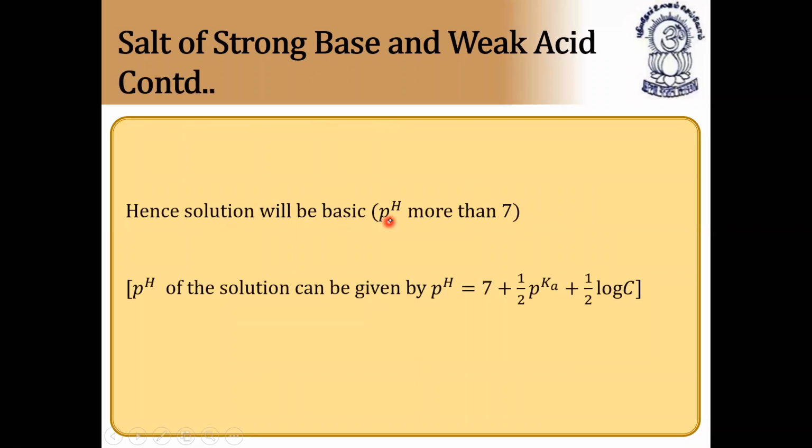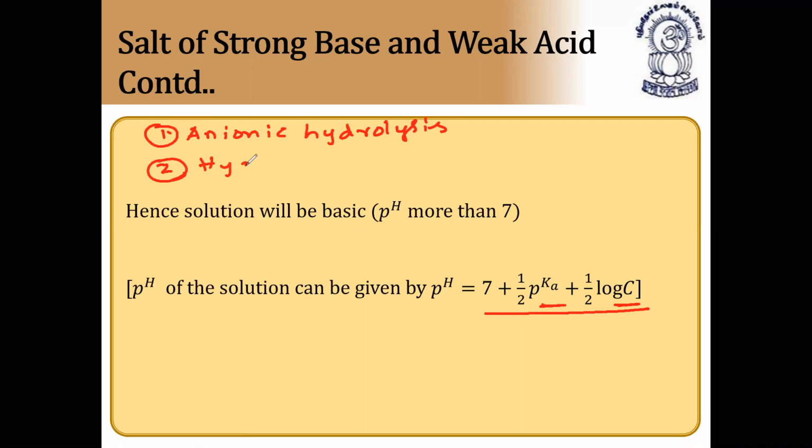So the solution will be basic because pH is more than 7, and the pH of the solution can be calculated by using the formula pH is equal to 7 plus half pKa plus half log C. So remember this formula. Here also we have to remember four points. Point number 1: this type of salt will undergo anionic hydrolysis. Please note down in your classwork. This type of salt will undergo what type of hydrolysis? Anionic hydrolysis.